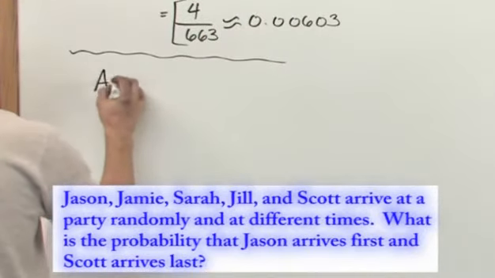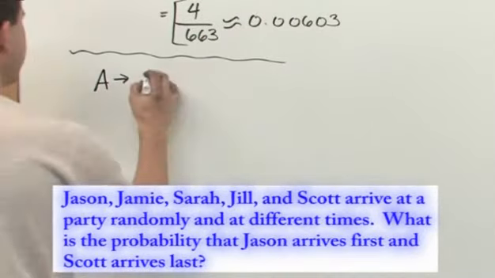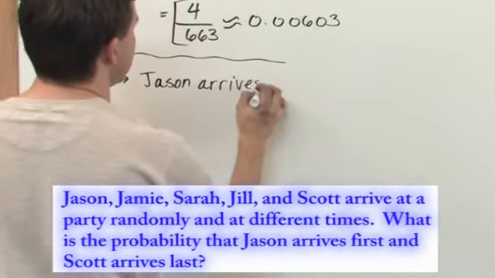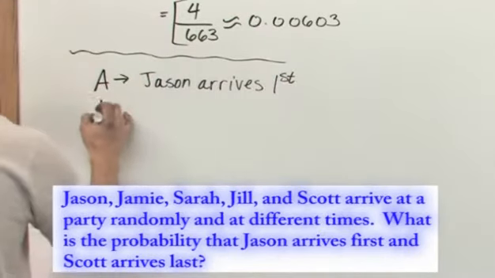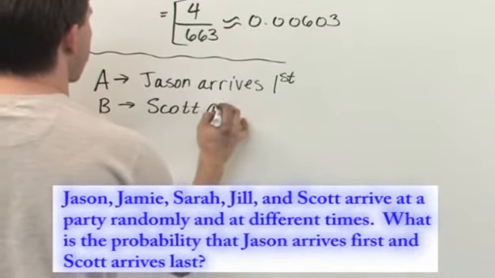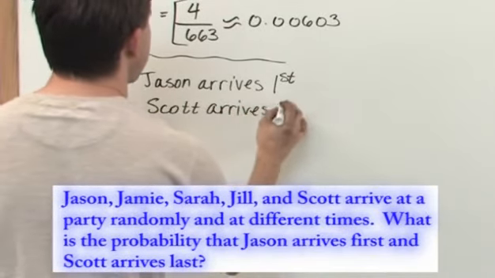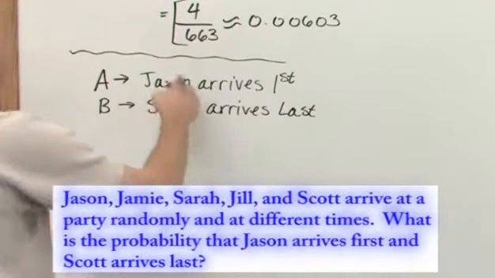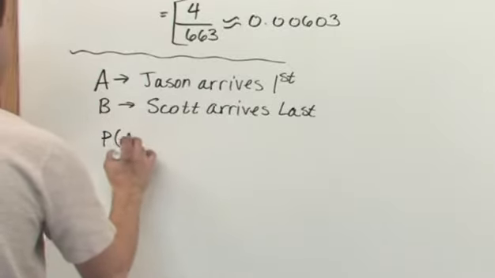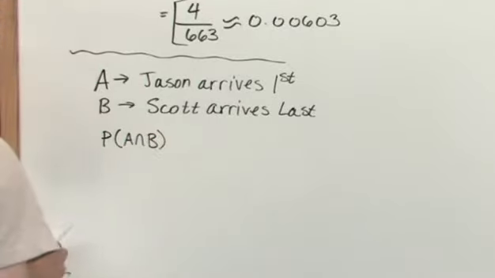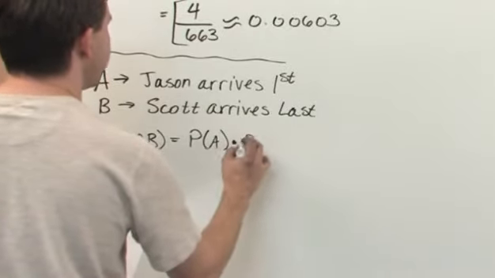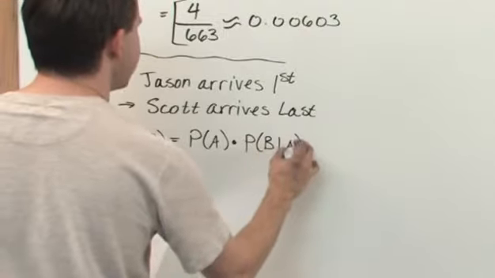Event A, let's say, first thing we're going to do, is that Jason arrives first. Event B is that Scott arrives last. And I'm claiming that these two are dependent events. Let's make sure that this is the case. The probability of A and B happening is going to be equal to the probability of A times the probability of B given that A has actually occurred.